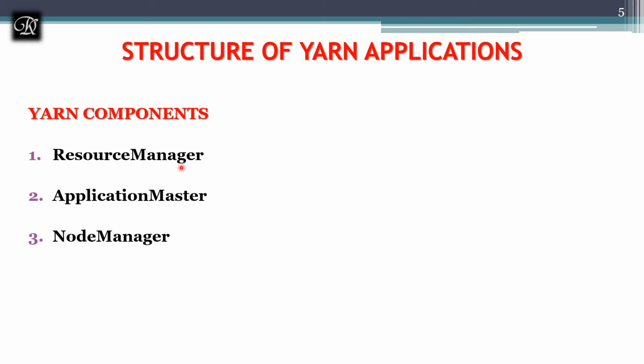And next, the application manager. One more component of the resource manager is the application manager. The application manager is an interface which maintains the list of applications that have been submitted, currently running, or completed. So it's going to keep track of all the applications, all the jobs which are running. The application manager accepts the job submissions, negotiates the first container for executing the application, and restarts the application master containers on failure. So the failure will be handled by the application manager, and resource allocation will be handled by the scheduler.